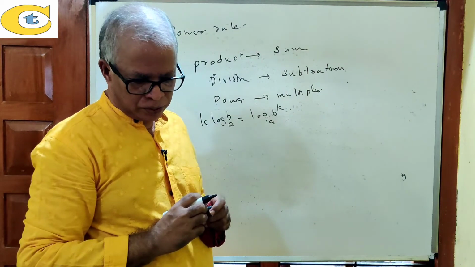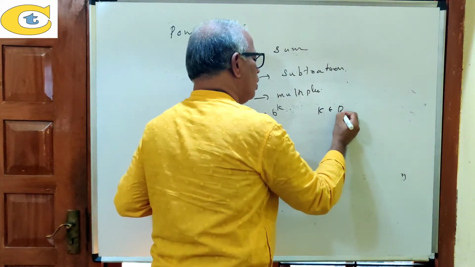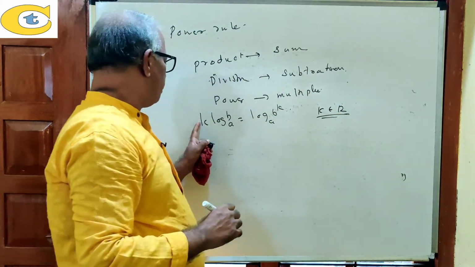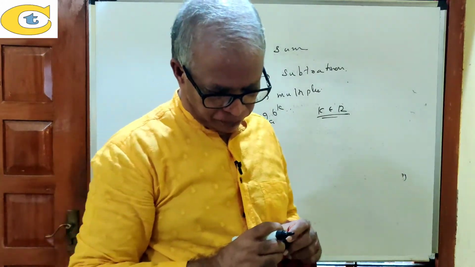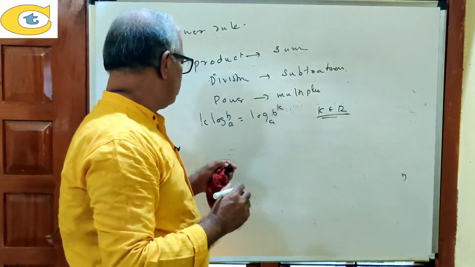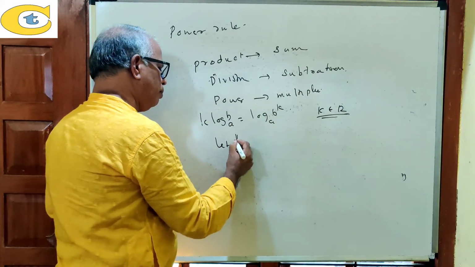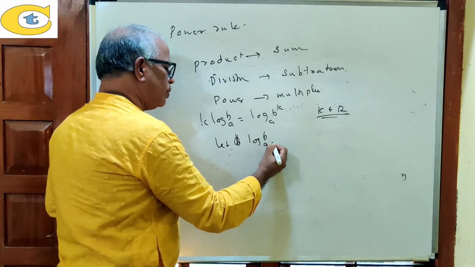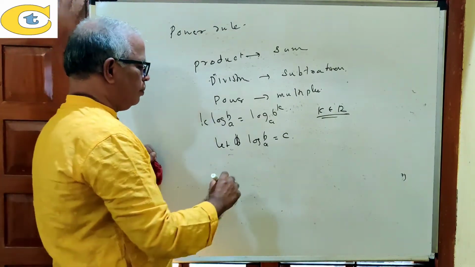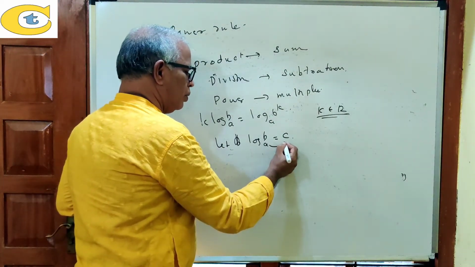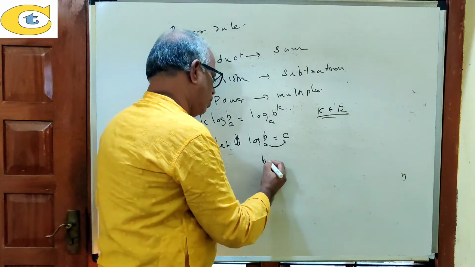Right? So how do you write? K belongs to R. How do you prove it? Power became multiplication. So we will prove this one. Let log b to the base a is equal to c. Log b to the base a is equal to c, so b is equal to a raised to c.